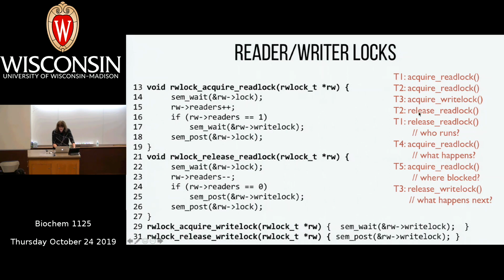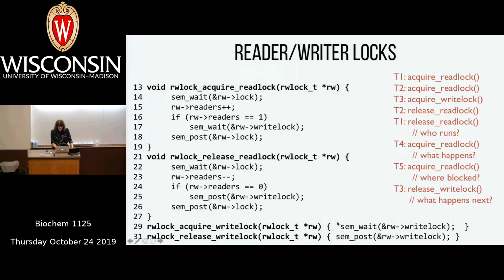Now let's imagine that T2 releases the read lock that it had. What does it do? It enters the critical section, decrements the number of readers, sees that it's 1, and then just exits the critical section. Then the other thread comes along. These threads could have run in either order. That didn't matter at all, but our last thread that had a read lock comes through. It enters its critical section, decrements the number of readers, which will now be 0, and it will see now that a writer could run. There's no readers that have the read lock, so it posts to that write lock. And so what happens when we call post on that write lock?